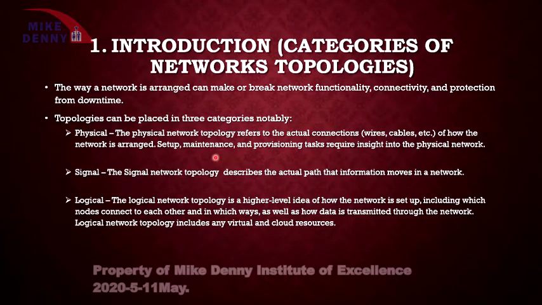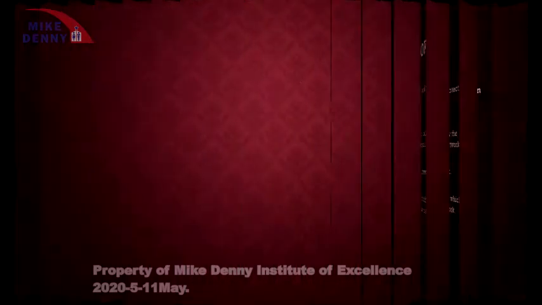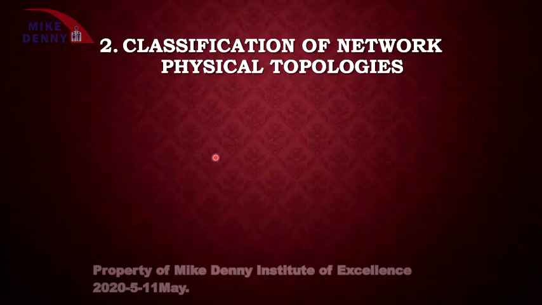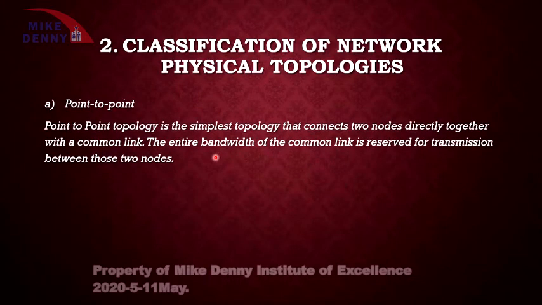And we're going to see now the classification of network physical topology. So we are really talking about physical topology. And we start with point-to-point topology. That's the first one. Point-to-point topology is the simplest topology that connects two nodes directly together with a common link.